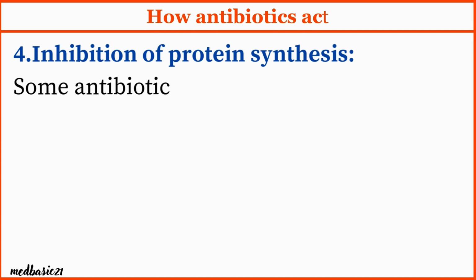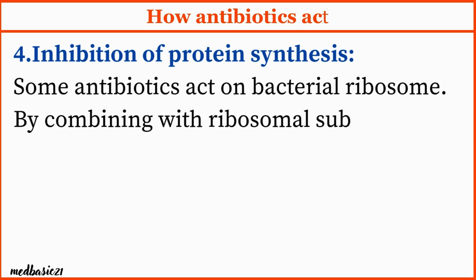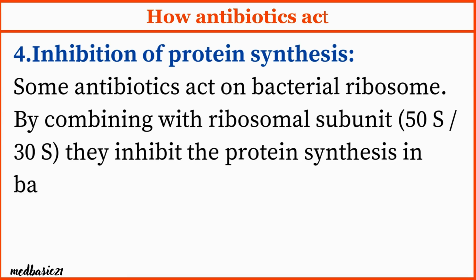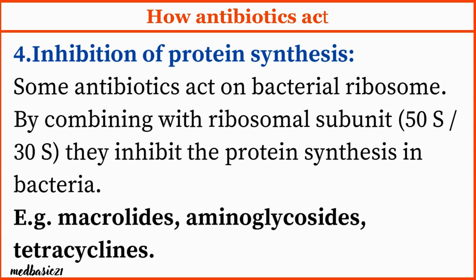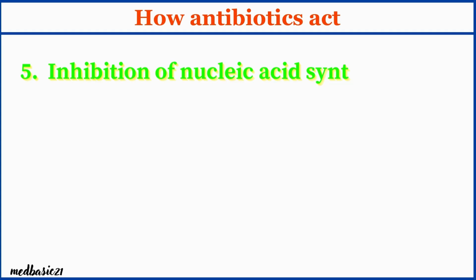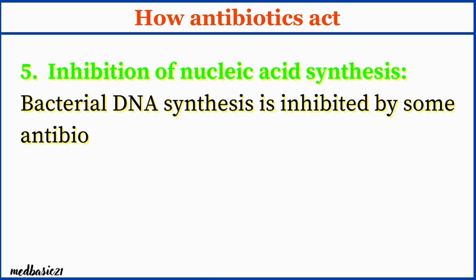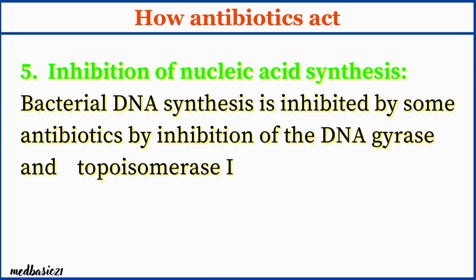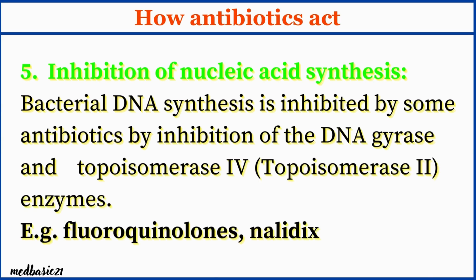Inhibition of protein synthesis. Some antibiotics act on bacterial ribosome. By combining with ribosomal subunit, 50S or 30S, they inhibit the protein synthesis in bacteria. Like macrolides, aminoglycosides, tetracyclines. Inhibition of nucleic acid synthesis. Bacterial DNA synthesis is inhibited by some antibiotics by inhibition of the DNA gyrase and topoisomerase 4, topoisomerase 2 enzymes. Like fluoroquinolones, nalidixic acid.